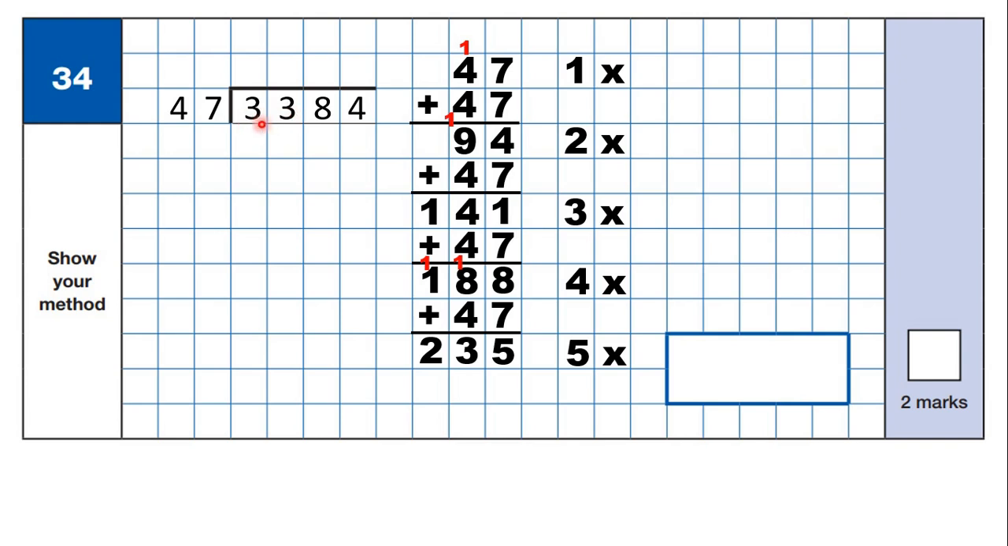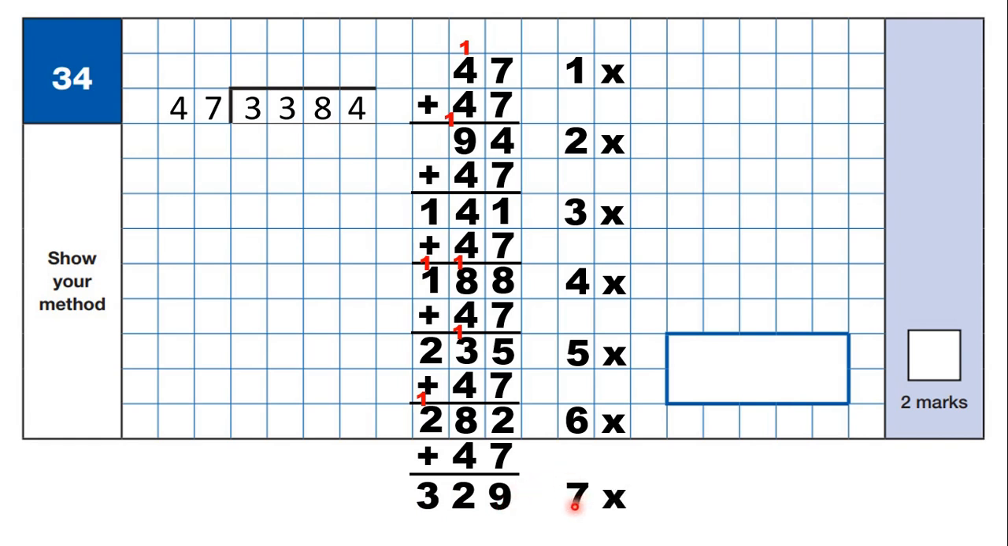If we take the first 2 digits together, we have 33, but that's less than 47. So here we need to take the first 3 digits together and divide 338 by 47. But we're not close to 338, so we need to keep going. If we add another 47, that's 282 for 6 times, 329 for 7 times, and because we can see that that's very close to 338, we can write 329 below the 338, because if we added another 47 to get 8 times, we would have more than 338, and the number we write below has to be less.